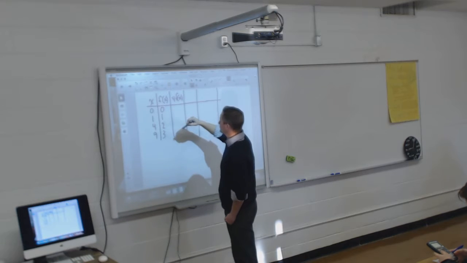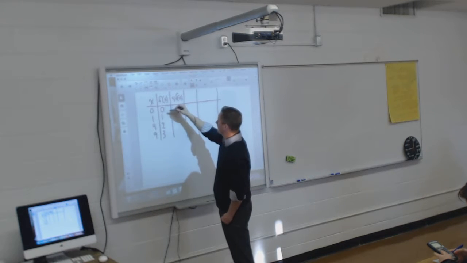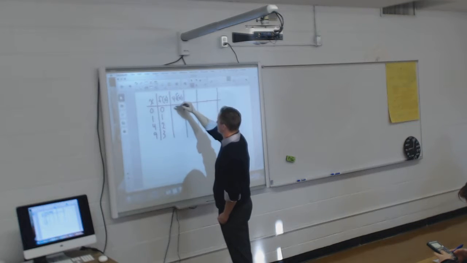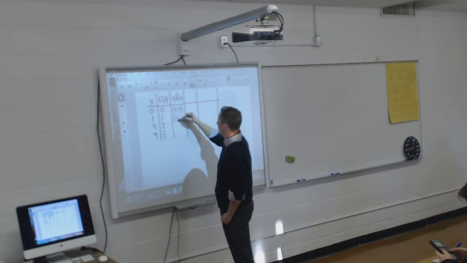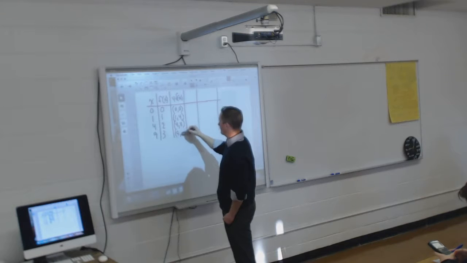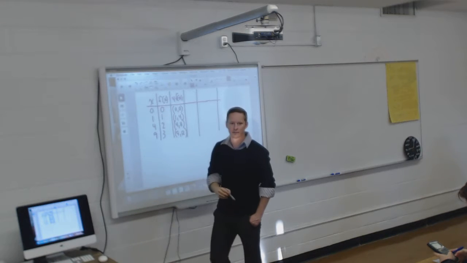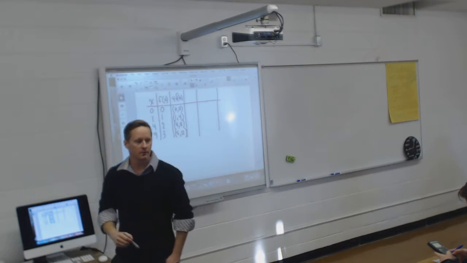So now, okay, I'll do it this way. This is still (0, 0). (1, 4), (4, 8), correct? (9, 12). You agree?